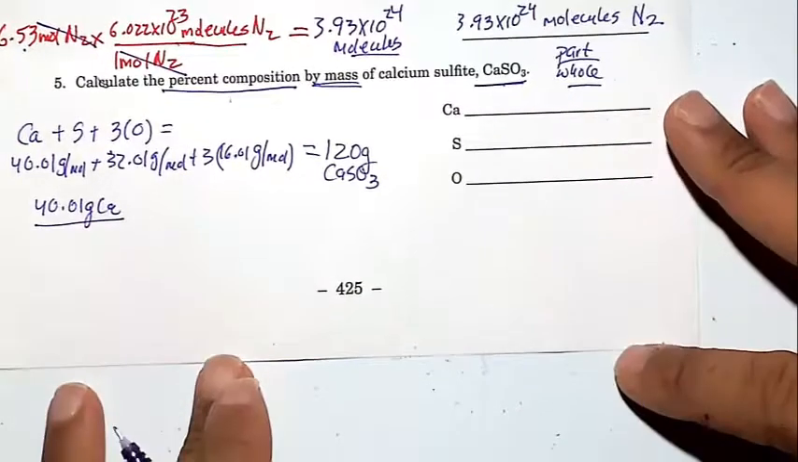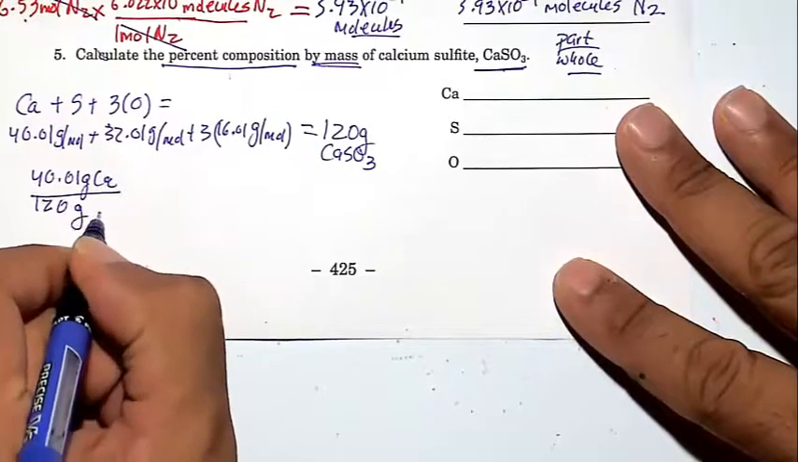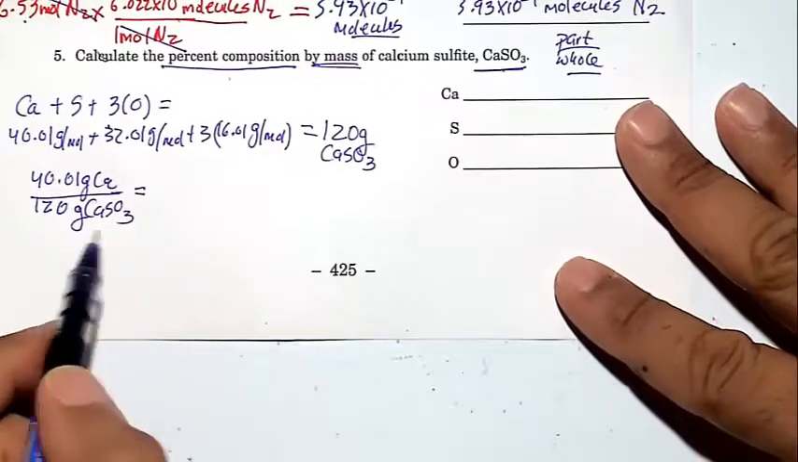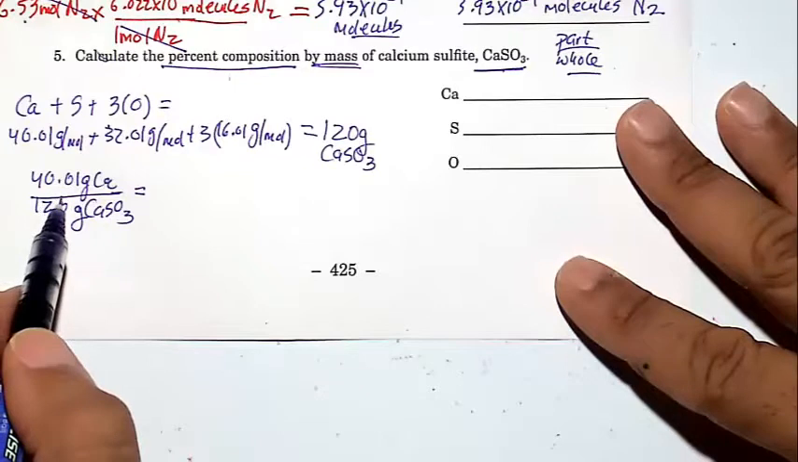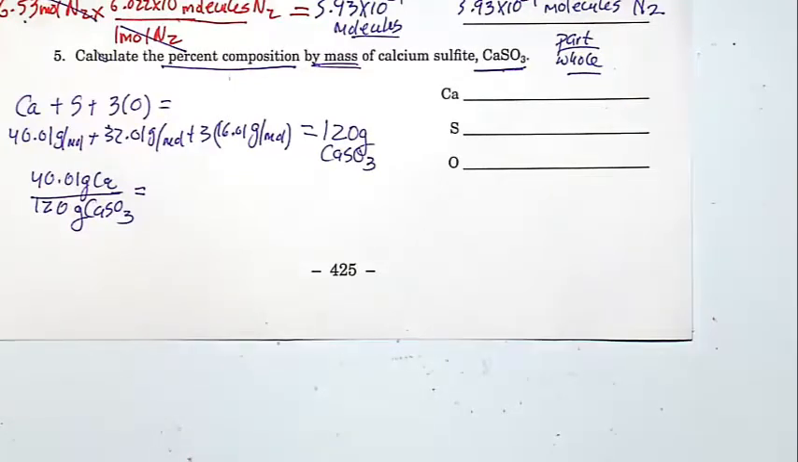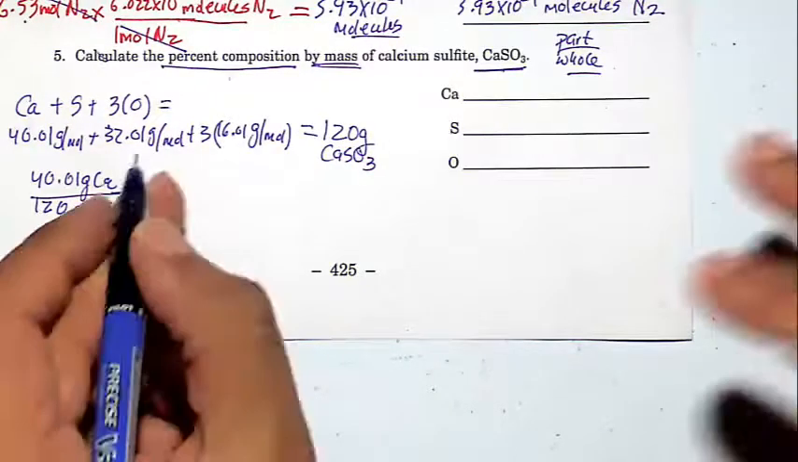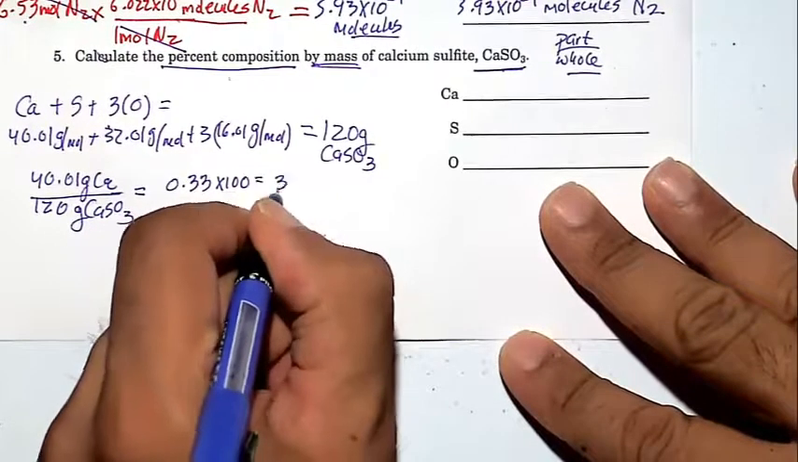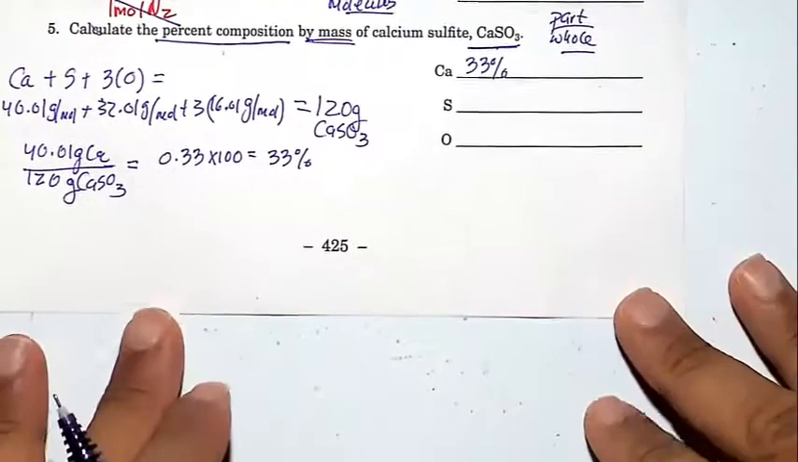That's my part. What's my whole? My whole is 120 grams of calcium sulfite. So in 120 grams of calcium sulfite, I'll have 40 grams of this. So 40 divided by 120, it's a percentage, so I'm going to have to multiply it by 100. It's going to be 0.33 times 100, which gives 33%. 33% calcium.